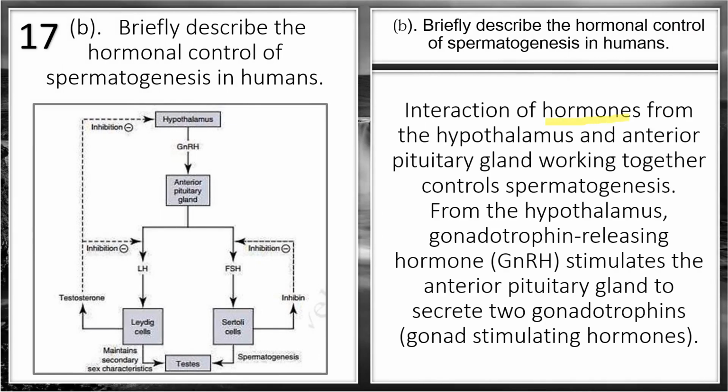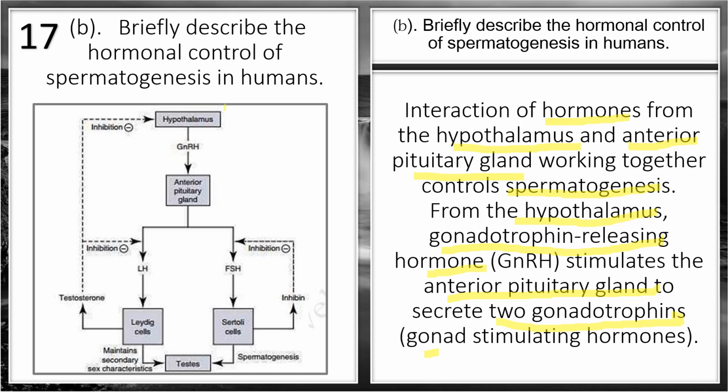Interaction of hormones from the hypothalamus and the anterior pituitary gland working together control spermatogenesis. From the hypothalamus, a gonadotrophin-releasing hormone stimulates the anterior pituitary gland to secrete two gonadotrophic hormones.